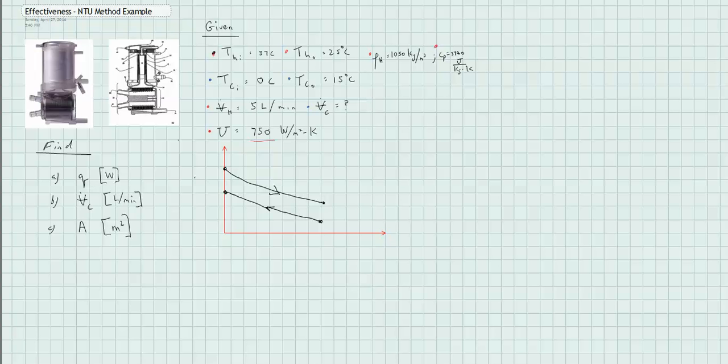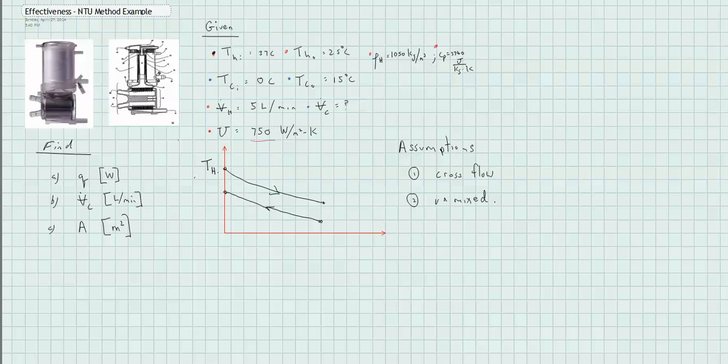And it's also assumed, so I should make these assumptions here. Cross flow, both unmixed. That will be important down the road as we go and pick the correct effectiveness NTU equation. What we have is not really fully labeled yet, so let's make sure we get this.